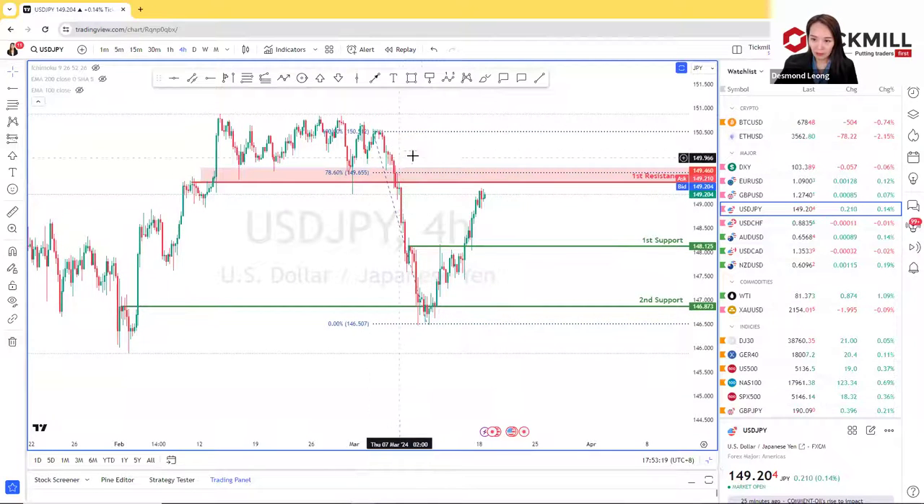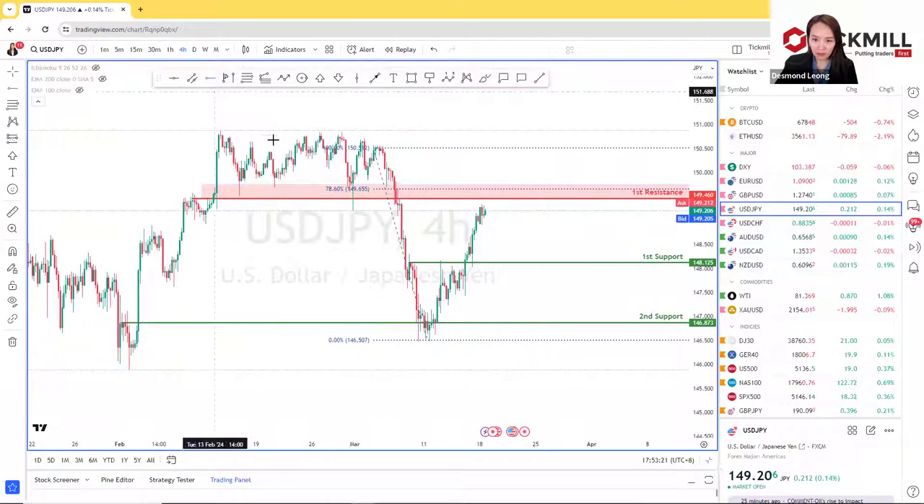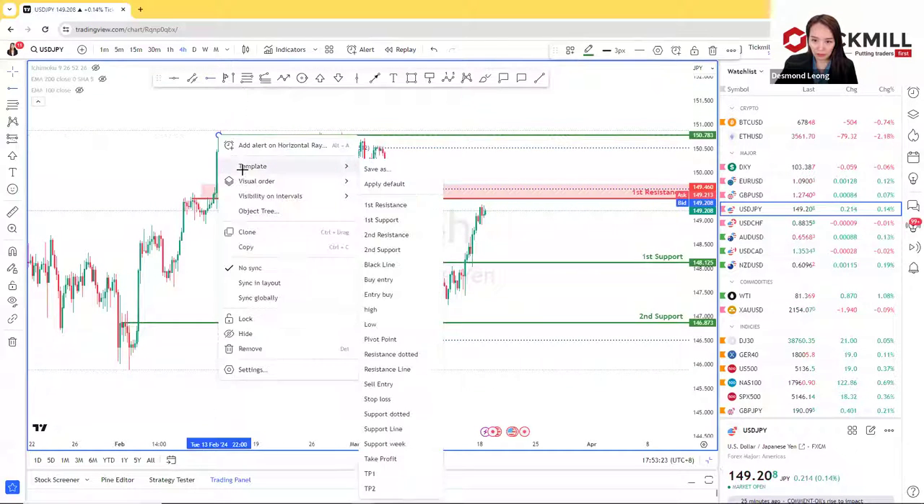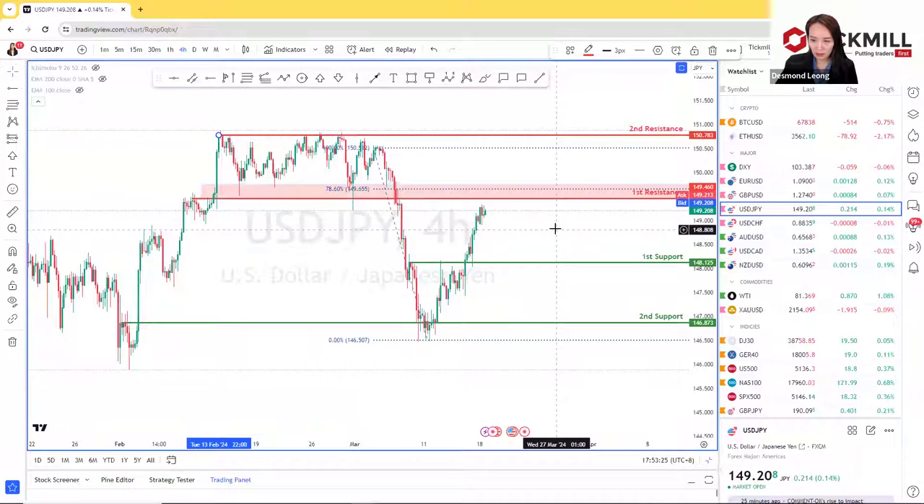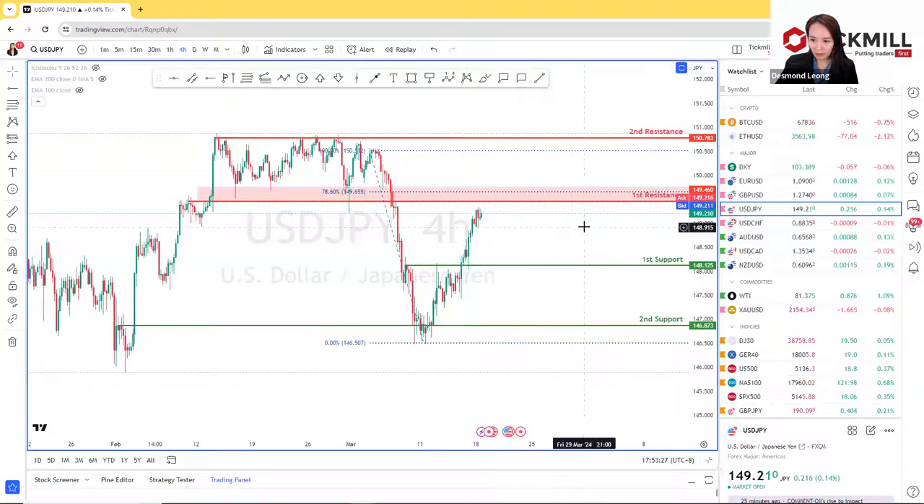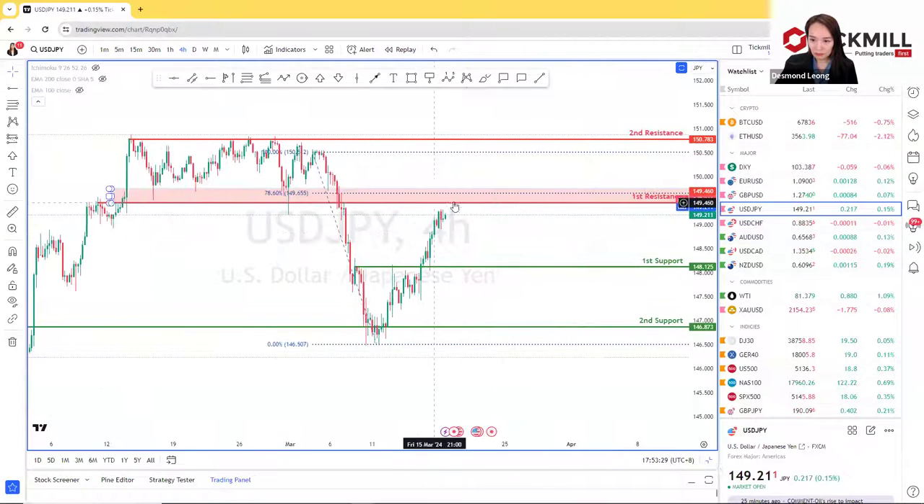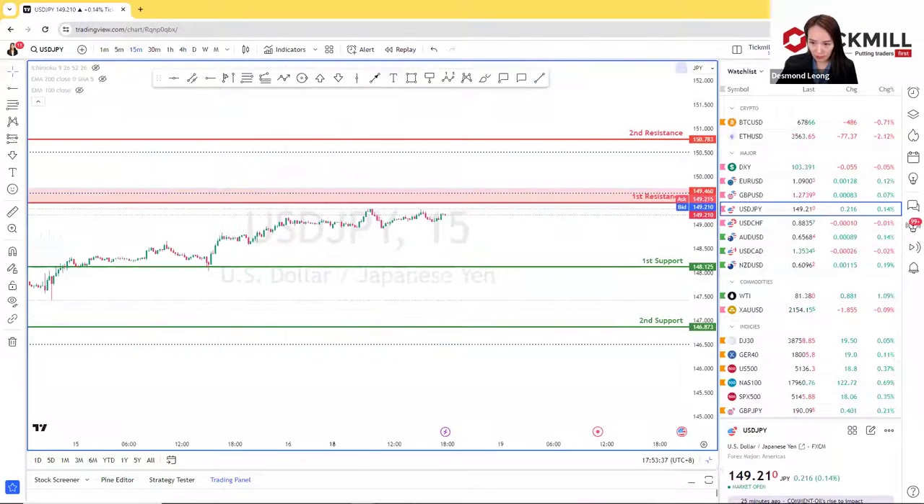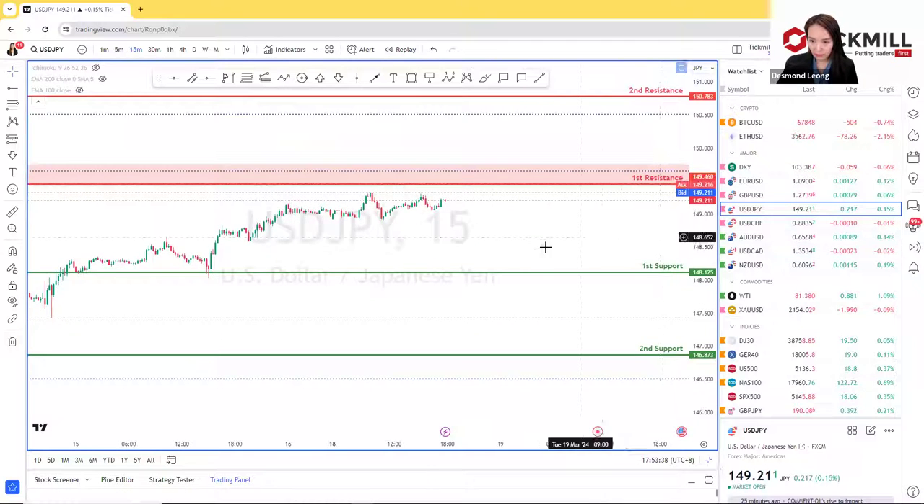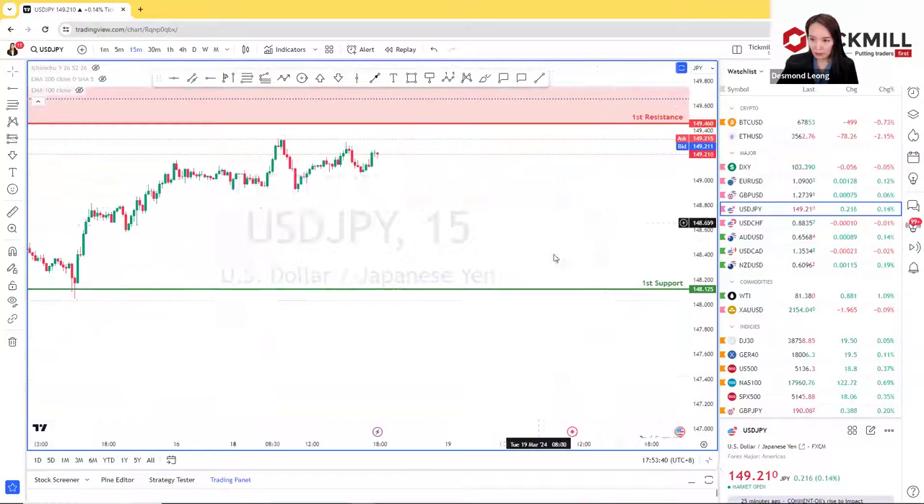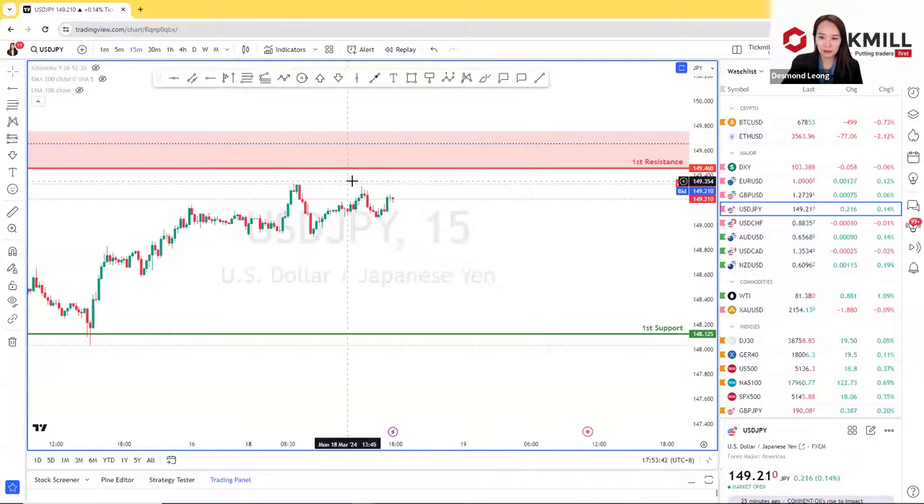Let's say they break above this one, definitely they will go to this level, which is a multi swing high, the second resistance. So now either you wait to short here. What about the lower time frame? Tell us right here. You look at M15.